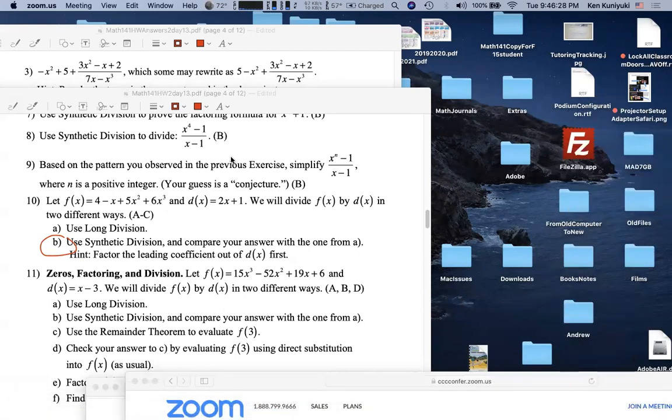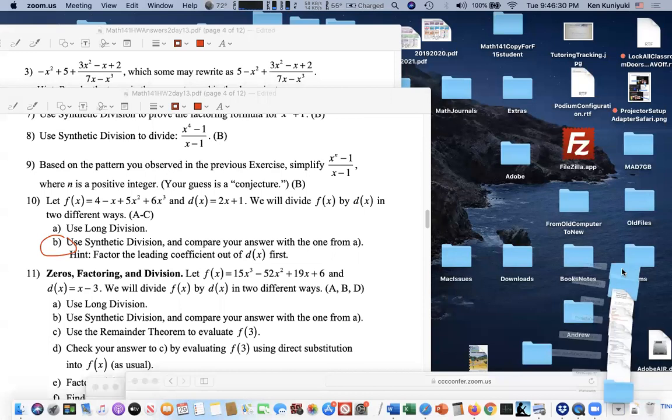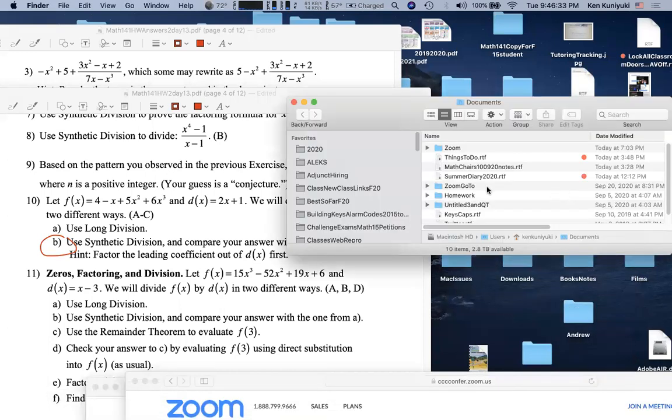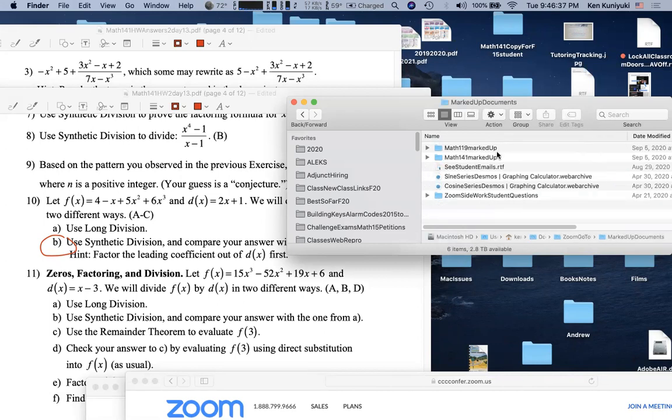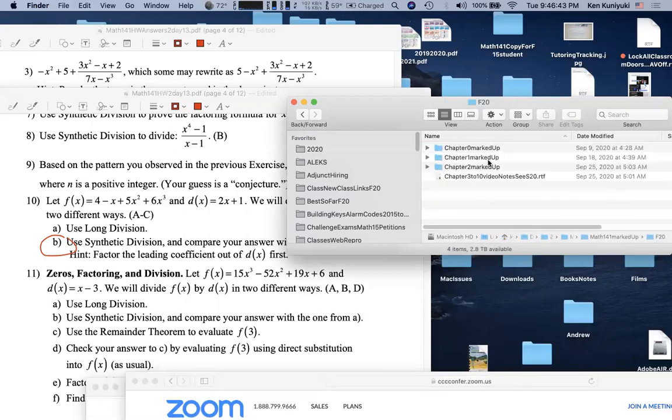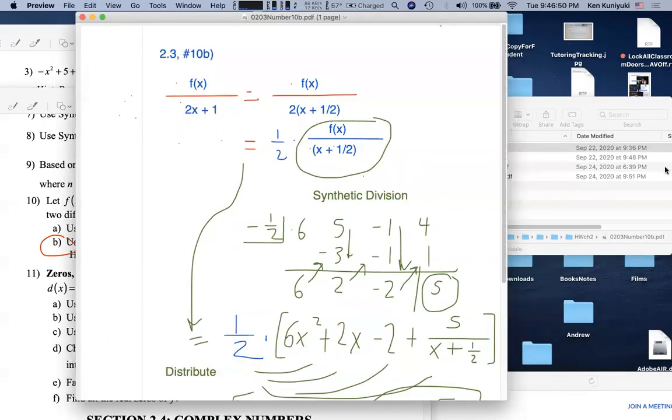So what I did was, after doing synthetic division, the numbers on the bottom there, I just divided those all by 2 basically, except for the remainder, because it got me the right answer, but I don't know if that was the right move. Okay, yeah, 10B. I went over this with a student at one point. So here's what's happening.